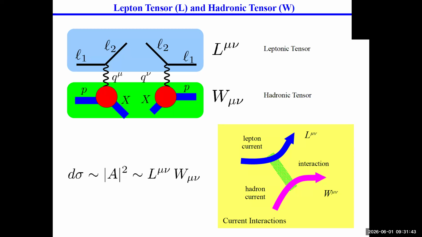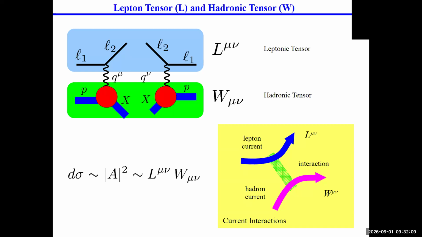The reason I divide it that way is that the leptonic stuff involves fundamental particles, and I know how to calculate that exactly. They only communicate via a photon here and a photon here, with 4-momentum q mu and q nu. So I can call this big blue blob on top L mu nu, and this big green blob on the bottom W mu nu for the hadronic part.